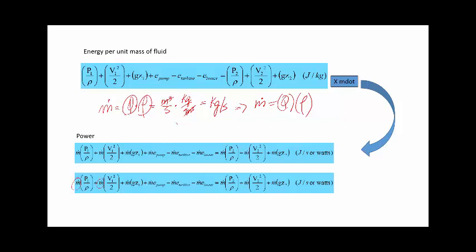There are different ways of expressing that. So what I have here, this is watts. And then this would be the watts that the pump can add. This would be the watts that the turbine can get out of the water, and this is the watts of energy that are losses. Okay?